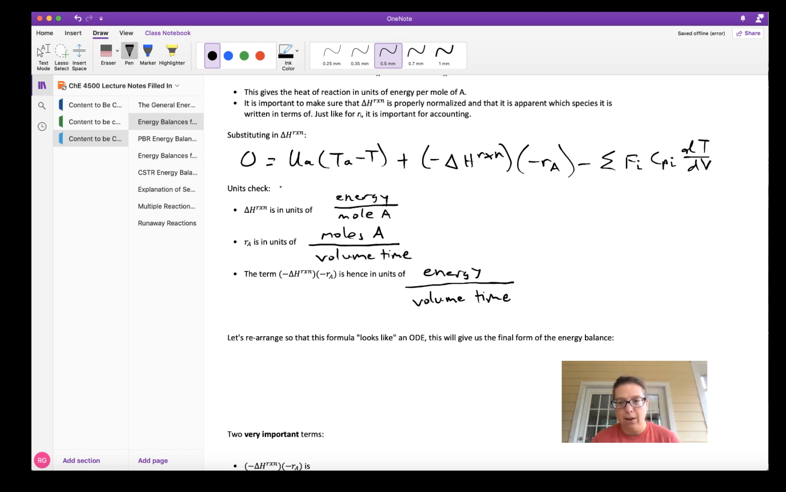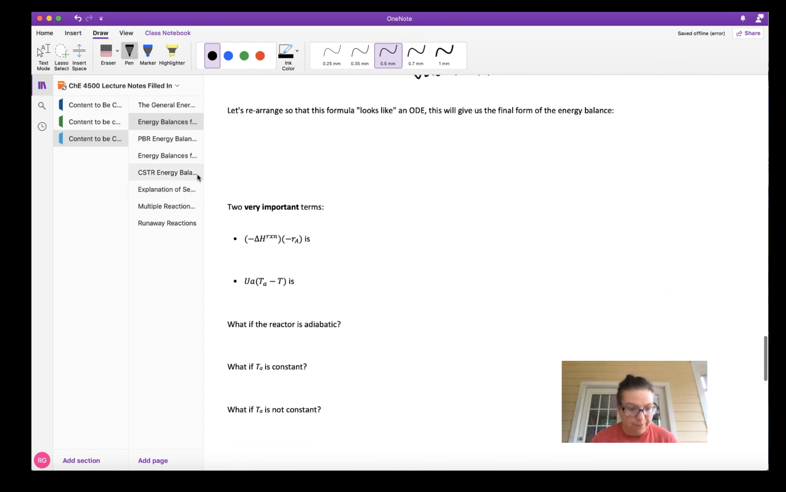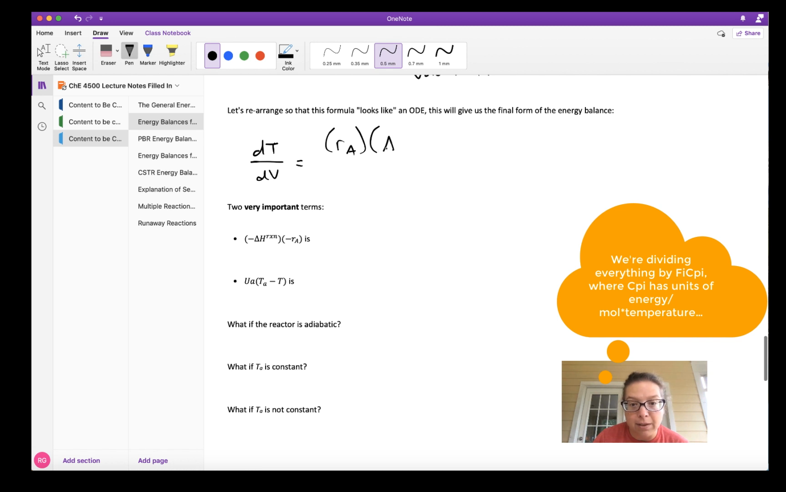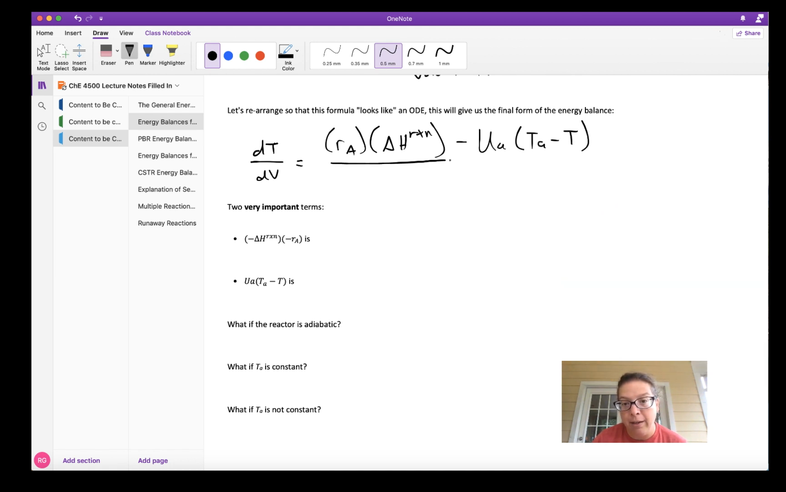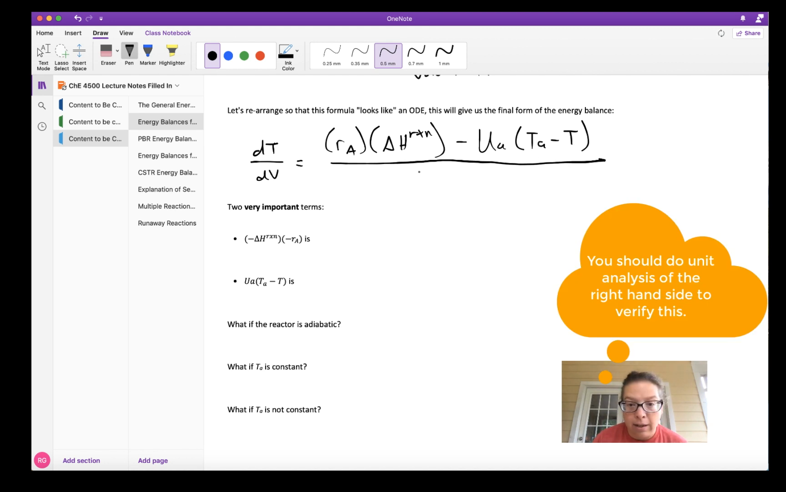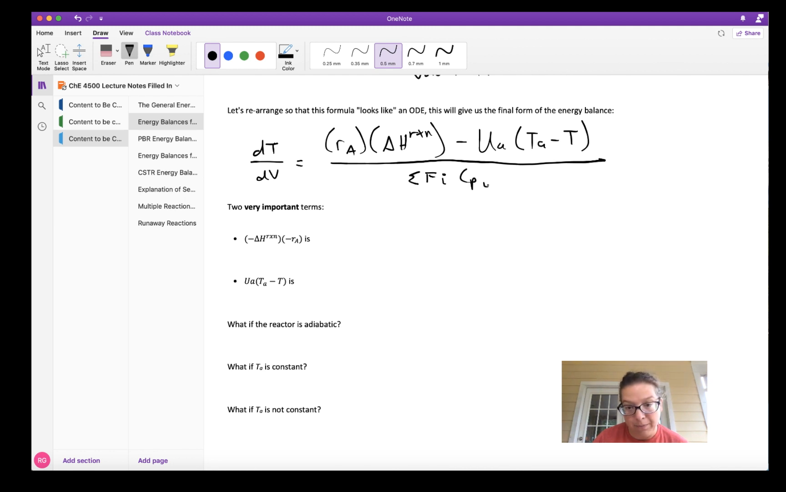So this is now our expression. We can now arrange this so that it looks like an ODE. To do that, we get dT/dV equals Ra times delta H of reaction in terms of A, minus UA (Ta minus T), divided by the sum of the Fi times Cpi. So that's our energy balance.